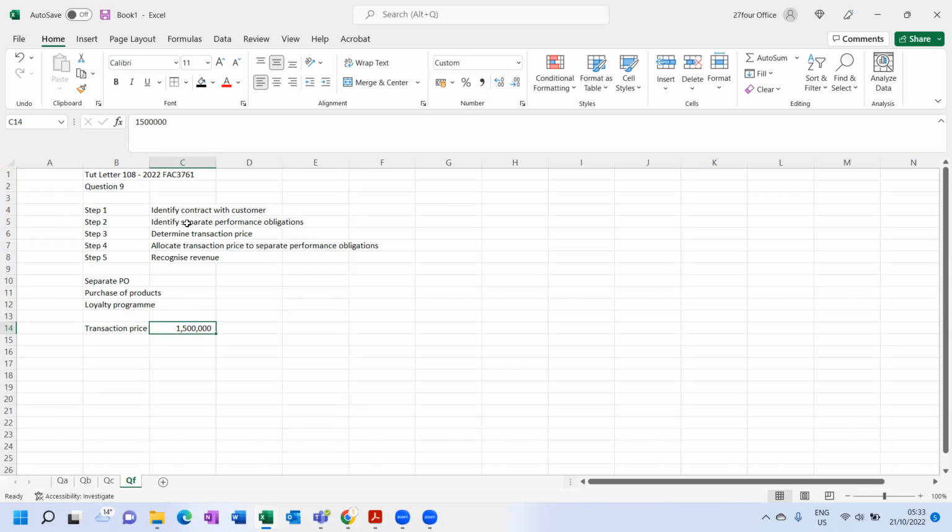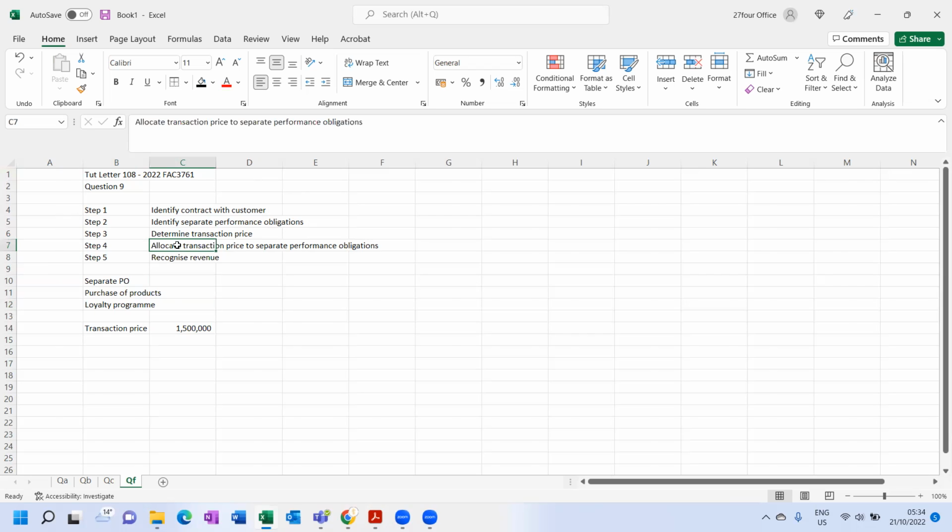So step number one, identify contract with customer. Step number two, identify separate performance obligations. Number three, determine the transaction price. They told us the total sales value is 1.5 million. But this 1.5 million can't go solely to the purchase of products. Although the customer paid 1.5 million to buy these products, from a revenue perspective it cannot be allocated entirely to the purchase of products. Why? Because when they buy products, they earn points. So this 1.5 million must be split between the product and the points.